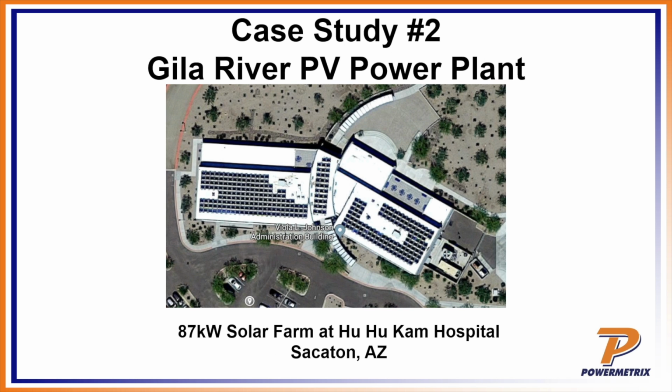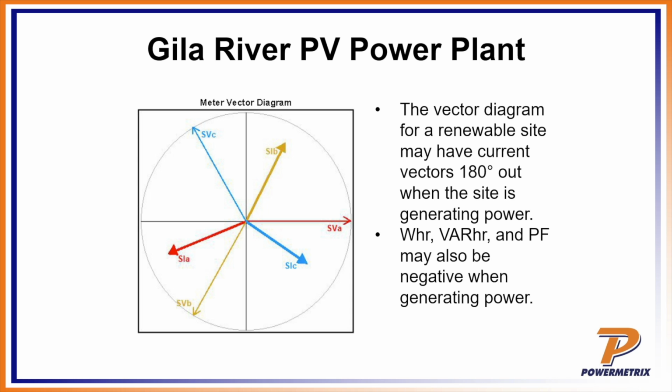So if we move on to case study number 2, this is the Gila River photovoltaic power plant, which is actually mounted on top of the Huhugam Hospital in Sacaton, Arizona. It's an 87 kilowatt array, and so during the day, of course, in Arizona, you get a lot of solar energy. It does a good job of trying to reduce their bill.